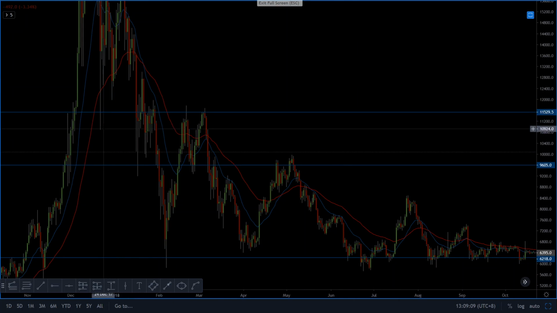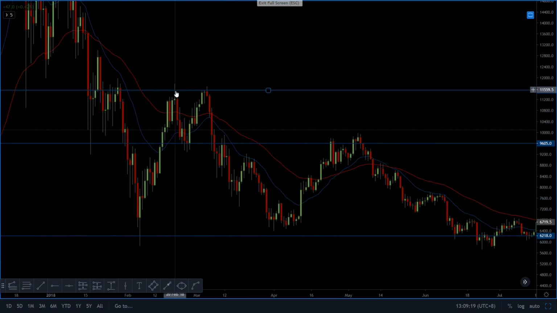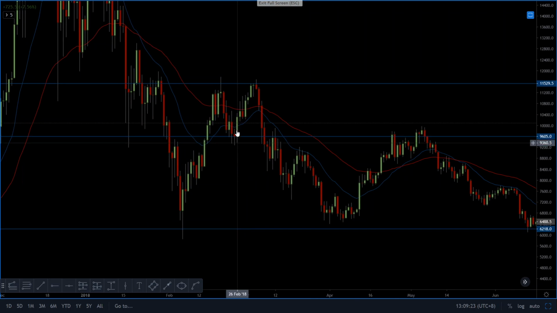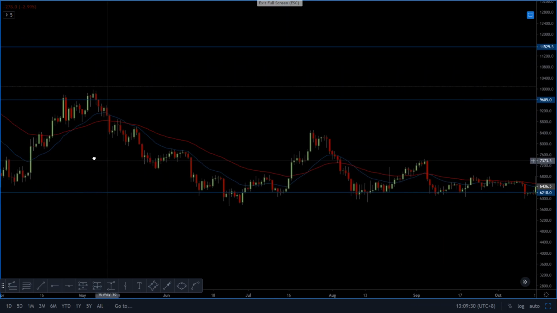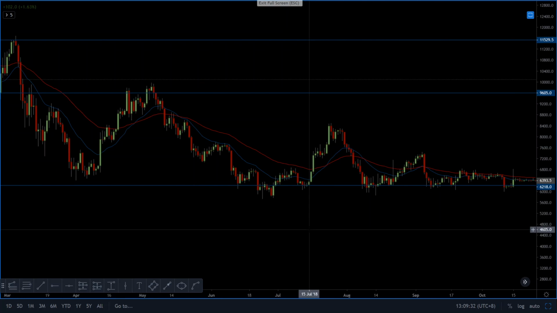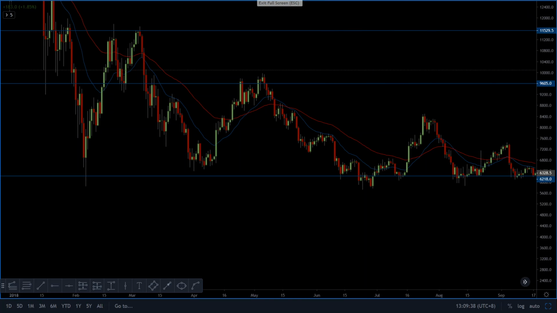Support is holding price to the upside. It wants to keep price above the level. Resistance is price rejecting a level and being kept to the downside. So this level here, resistance, being kept to the downside. Here, support, price being kept to the upside. Resistance, price kept to the downside. Support, price kept to the upside. So they're the exact same level, it's just which way price action is going to bounce and rebound off that level.